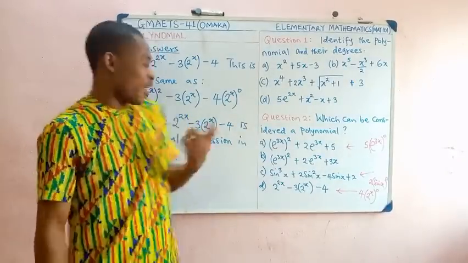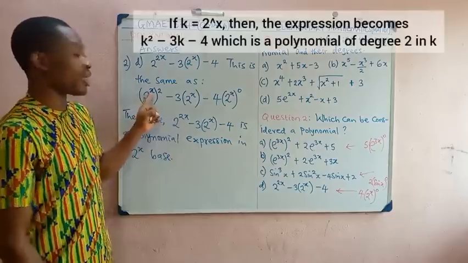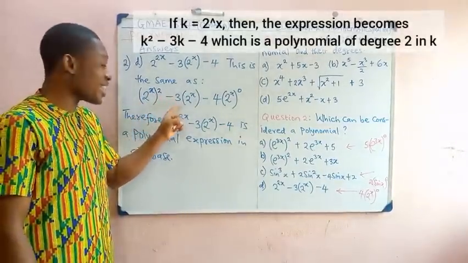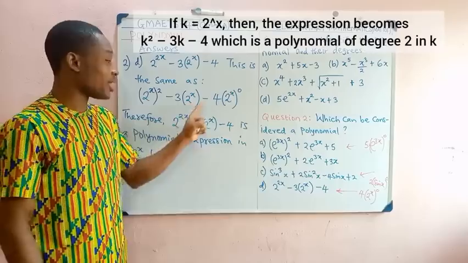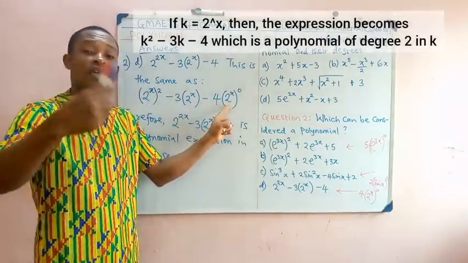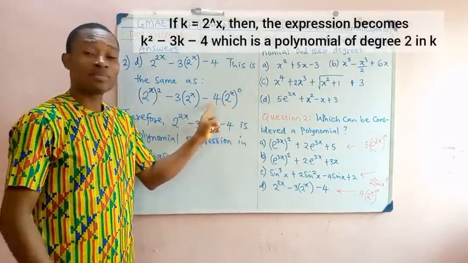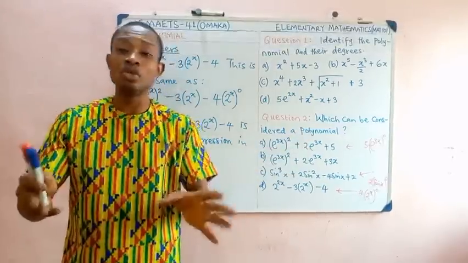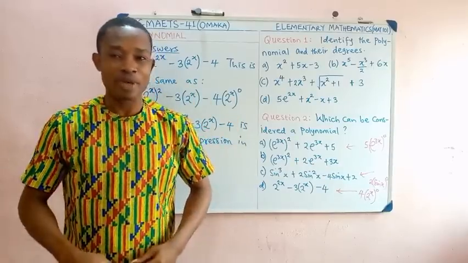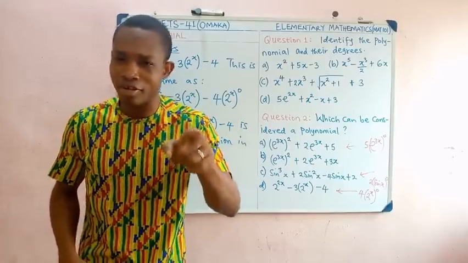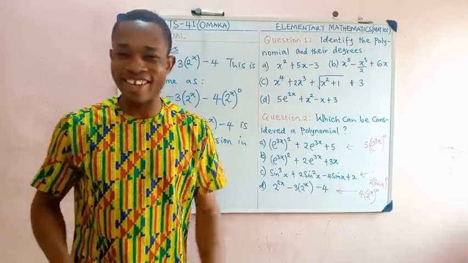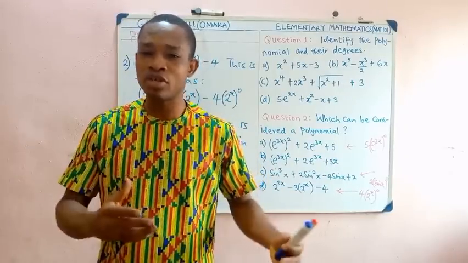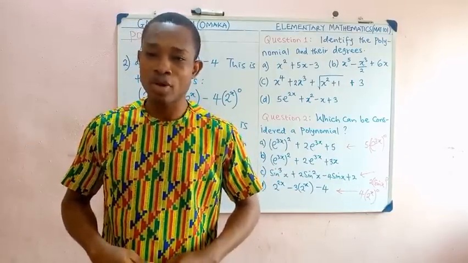If I choose to call this 2 raised to the power x as maybe k now, you notice that this becomes k raised to the power 2 minus 3k raised to the power 1, then minus 4k raised to the power 0. K raised to the power 0 gives us what? 1. 1 times 4 gives us, that's a minus 4 here. So you see that there are some expressions that might be given to you. Looking at it directly, they may not look like polynomials, but if you look intently with a keen eye, you will notice that that is actually a polynomial. Next video, we are going to introduce addition and subtraction of polynomials.